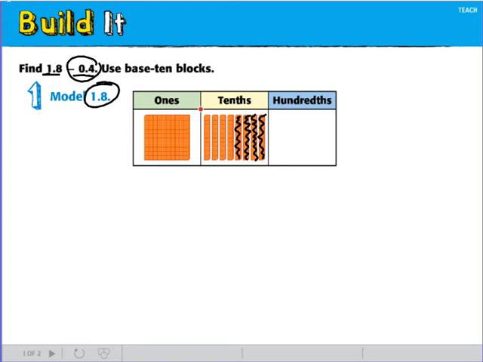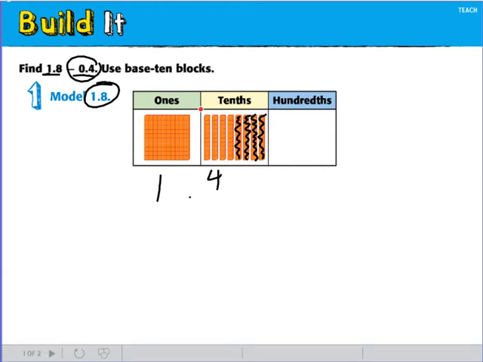How many ones do I have? 1. How many tenths do I have left? 4. That's it. 1 4/10. Do you see why I think it's easier to do it this way? Because I don't have to draw all these out.